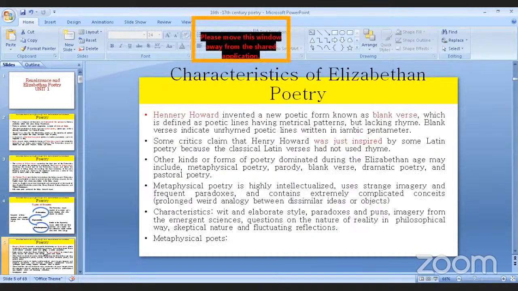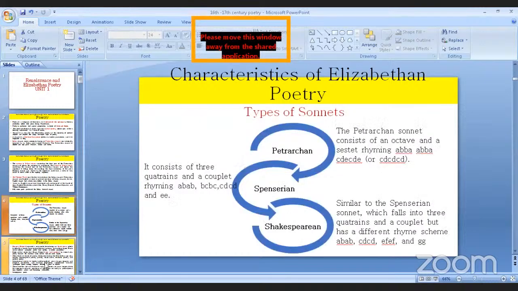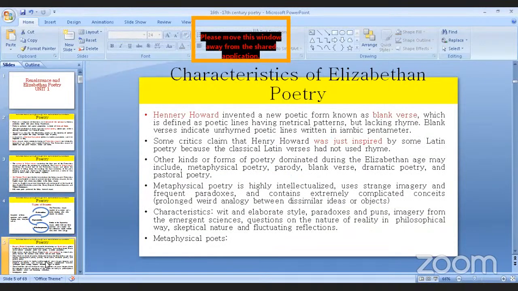Basically what happens is, in the first quatrain, the problem is introduced. In the second quatrain, they try to argue about that problem. In the third quatrain, they try to compromise and agree with it. And in the last couplet, they resolve it. Whatever problem has come up, they're okay with it. Got it?